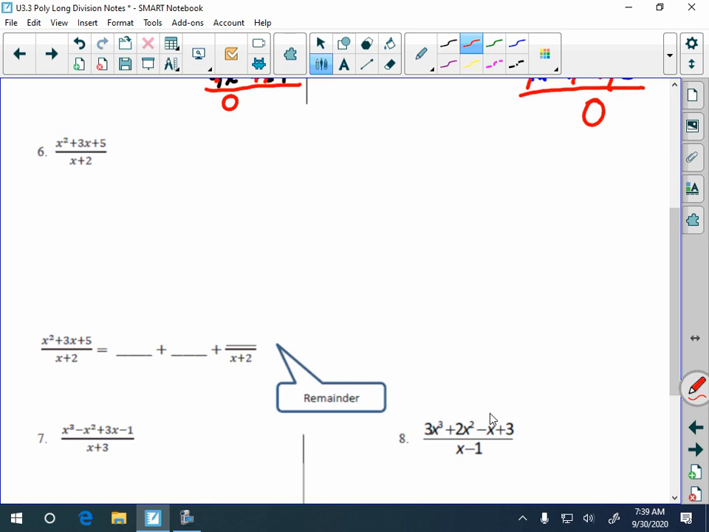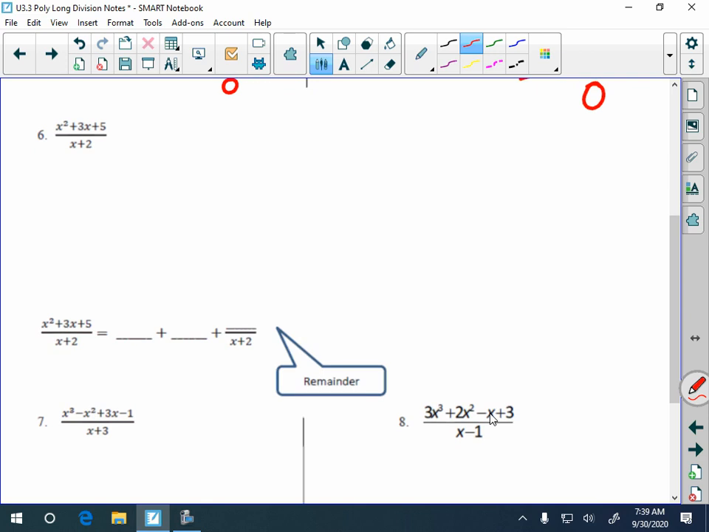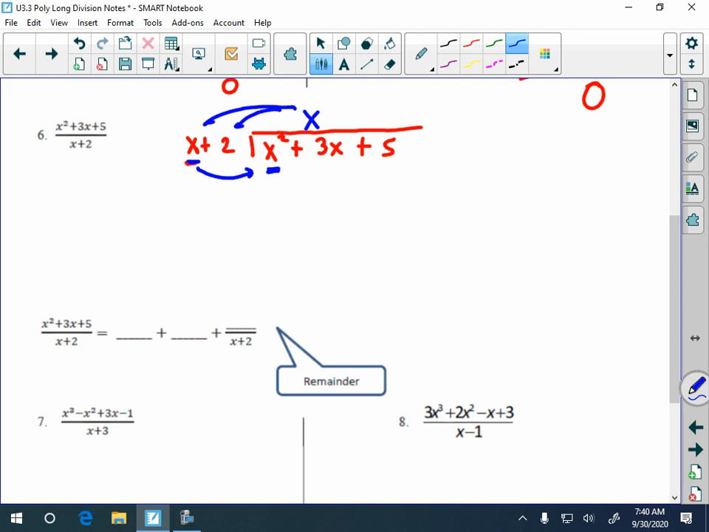All right, so now let's see how we do a problem where there will be a remainder left over. Okay, so let's go ahead and do number 6. Not everything goes in evenly. So here we have x squared plus 3x plus 5. All right, so let's go ahead and start it out the same way. So x on the outside, x squared on the inside. So x times what is x squared? So it's x.